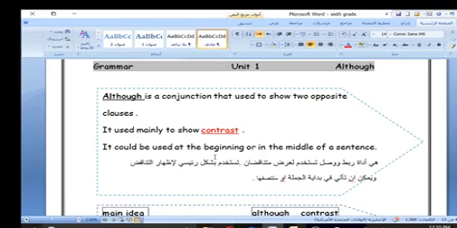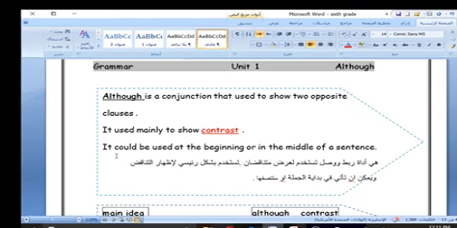So if you want to know what a clause means, a clause is any group of words that has a subject and a verb, okay? Again, a clause is a group of words that has a subject and a verb, okay?